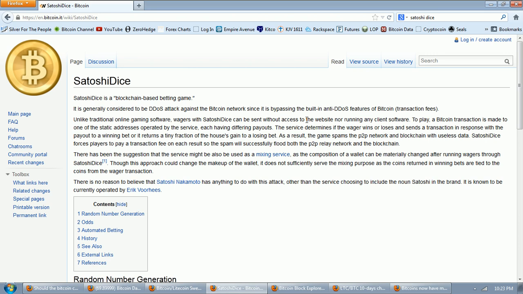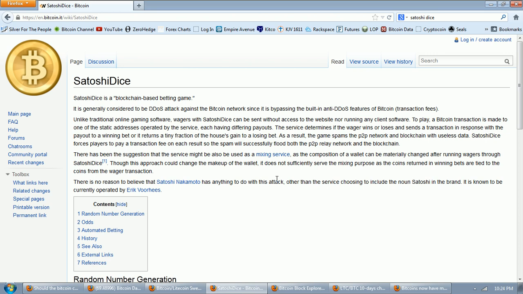And since it is bypassing the built-in anti-DDoS feature of Bitcoin, which is the transaction fee, unlike traditional online gaming software, wagers with Satoshi Dice can be sent without access to the website nor running any client software. To play, a Bitcoin transaction is made to one of the static addresses operated by the service, each having different payouts. The service determines if the wager wins or loses, and sends a transaction in response with the payout to a winning bet, or it returns a tiny fraction of the house's gain to a losing bet.